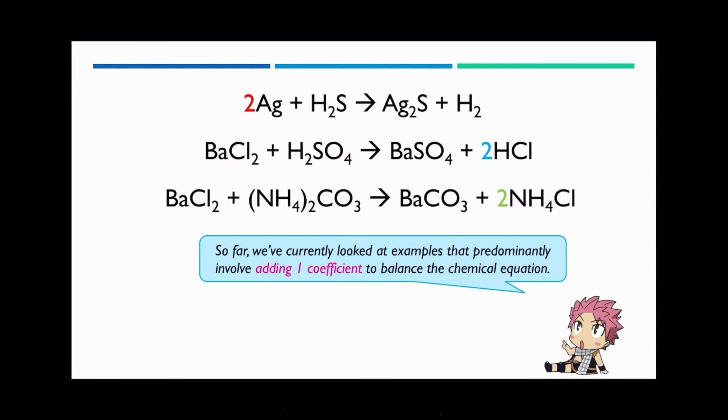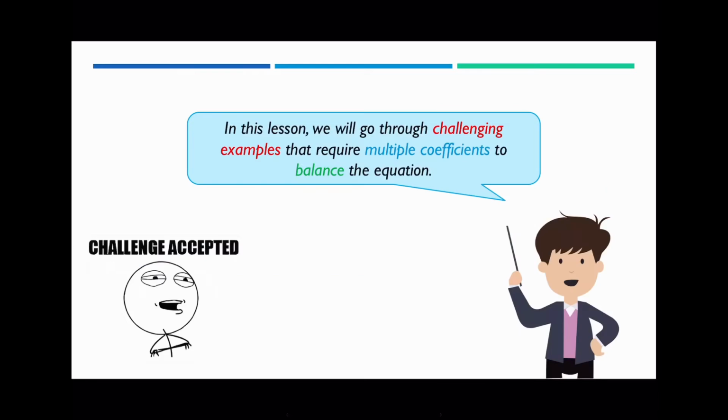Now, so far, we've looked at examples that predominantly involved adding in only one single coefficient to balance the chemical equations. So as you can see over here, I'm only adding in one number in front of a chemical formula. But for the rest of this video, we're going to be looking at far more challenging examples that require you to add in multiple coefficients to balance the chemical equations. Now, this particular topic is found to be very difficult even for senior VCE students. But by going through these examples, I'm hoping that this will help you guys a lot and make your experience in VCE a lot easier.